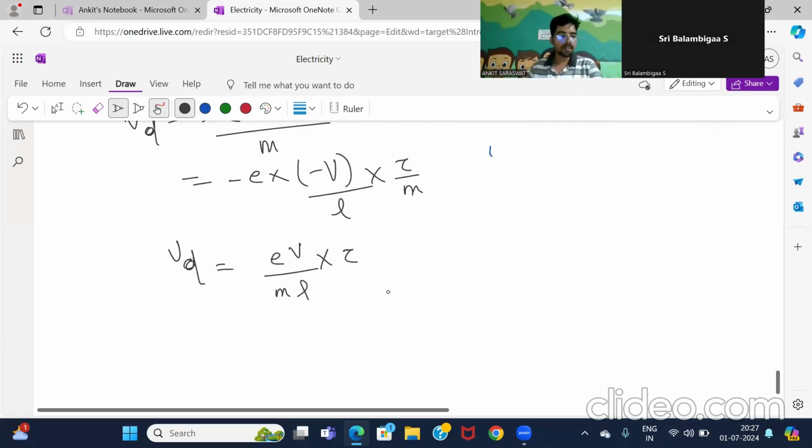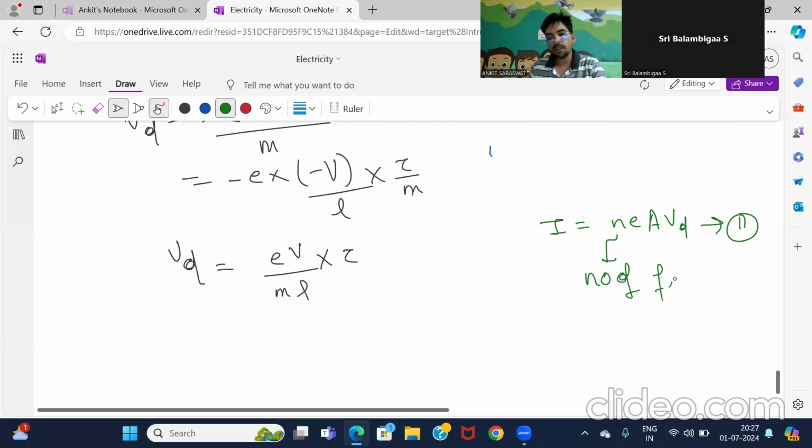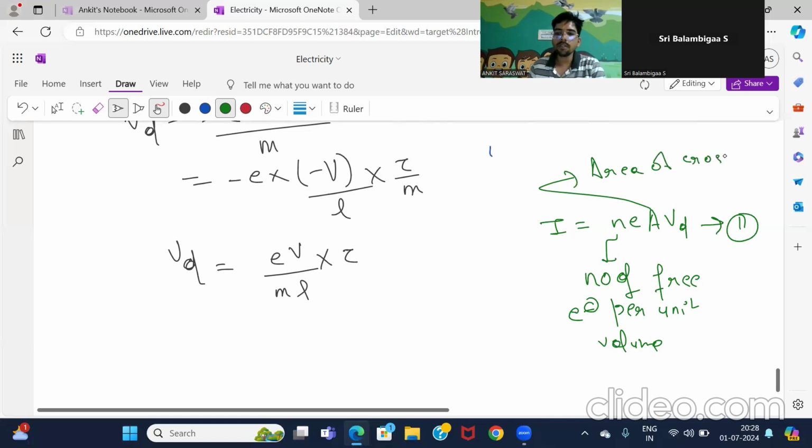Now one relation I will derive also. Just remember now, I is equal to N e A VD. Equation 1. What is N? Number of free electrons per unit volume. Clear? Yes, sir. A is the area of cross section. VD is the drift velocity.